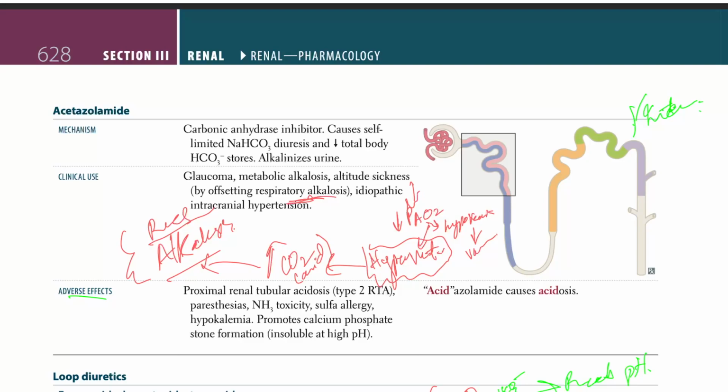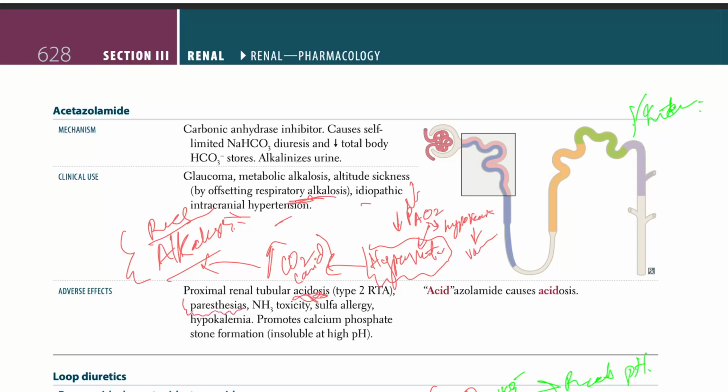Okay. Now the next thing is idiopathic intracranial hypertension. Here we're just decreasing the volume and getting the intracranial pressure down. That's the mechanism behind that. But moving on with the adverse effects, what do we have? We have proximal renal tubular acidosis. Again, it's acidosis at the proximal renal tubule, type 2 RTA. Remember just the acidosis.